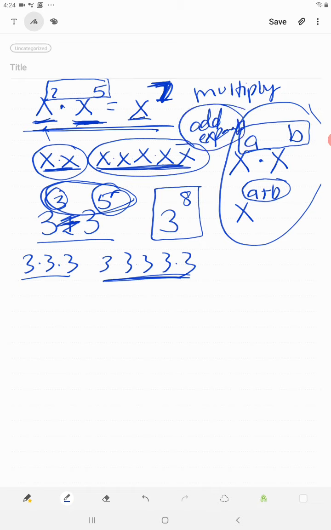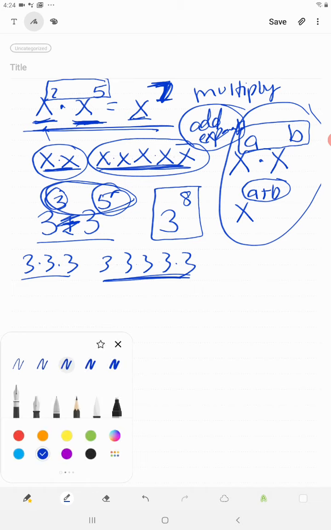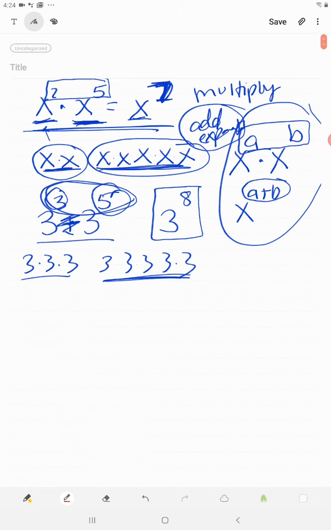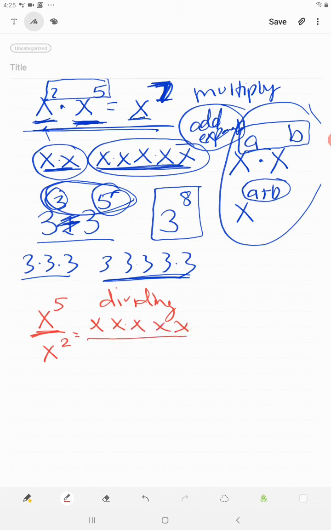Our second property, let me change the color. Let's change it to red. Is if instead of multiplying, what if I do x to the fifth over x to the sixth? So we're dividing. That's the key. We're dividing these exponents with like bases. What happens here? In the same way, what we're going to do is write out in expanded form, 1, 2, 3, 4, 5 over x times x.